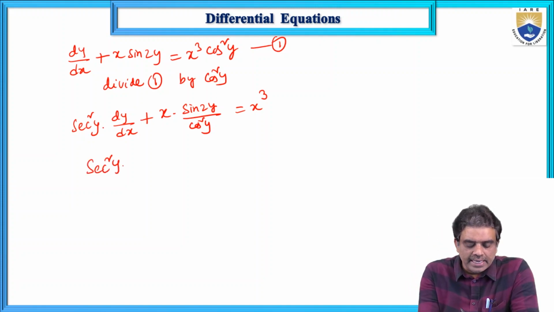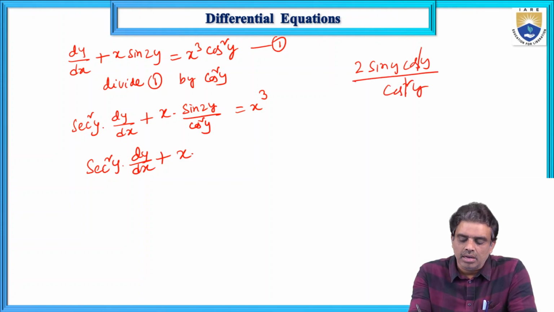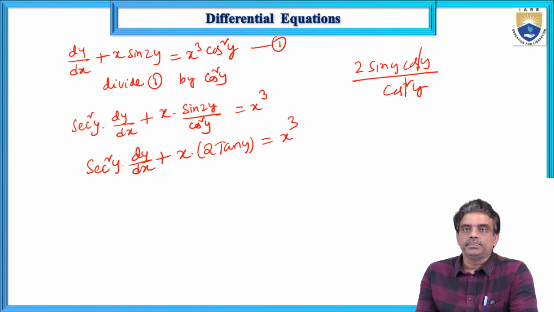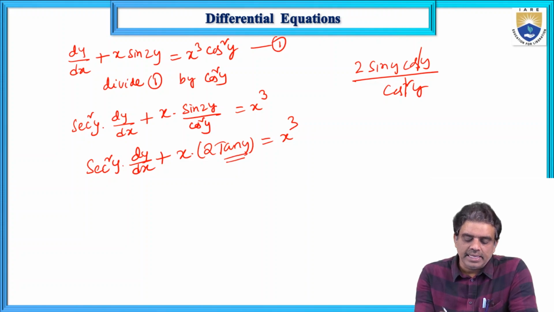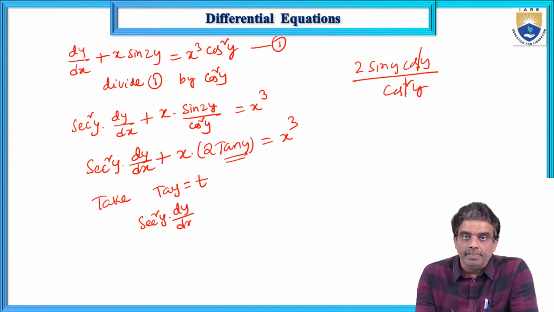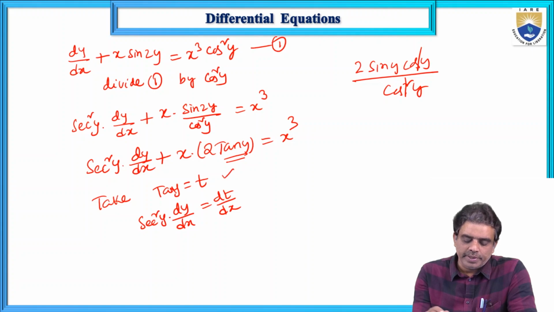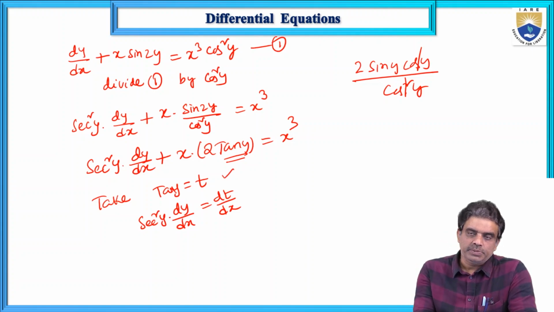Now on simplifying, this is secant square y dy by dx plus x into, so I simplify sine 2y by cos square y, that is 2 sine y cos y by cos square y. So cos y gets cancelled. This is 2 into tan y is equal to x cube. Now I take the substitution, tan y is equal to t. Then secant square y into dy by dx is equal to dt by dx, on differentiating this with respect to x.